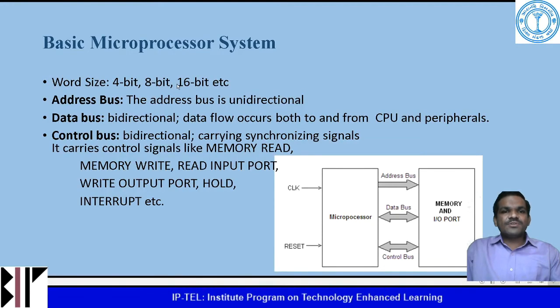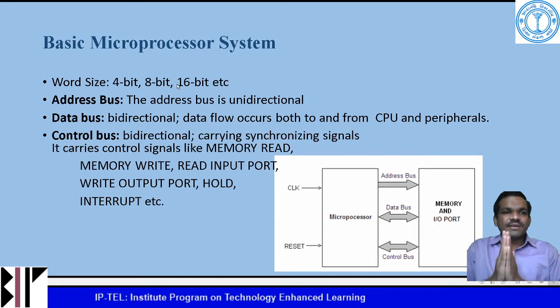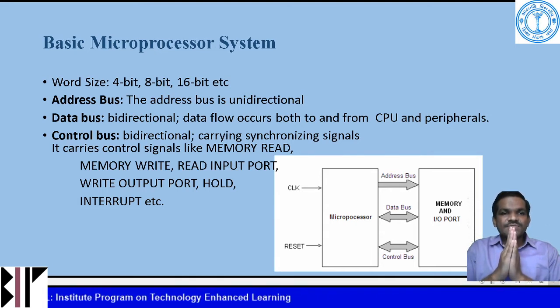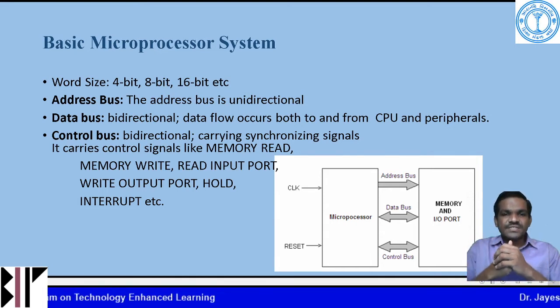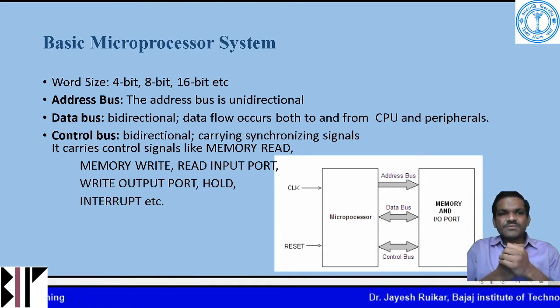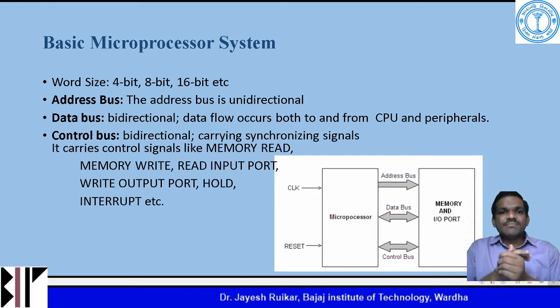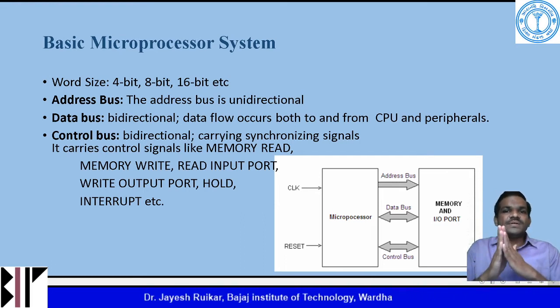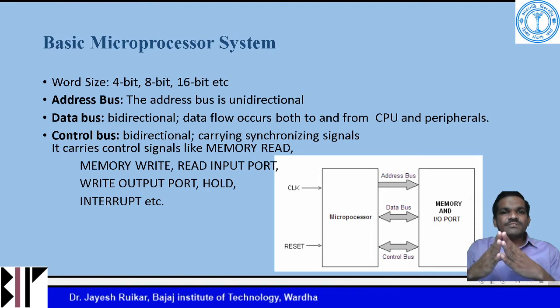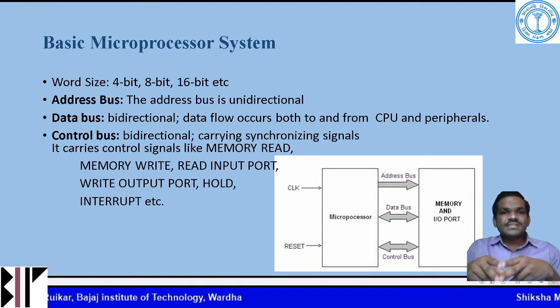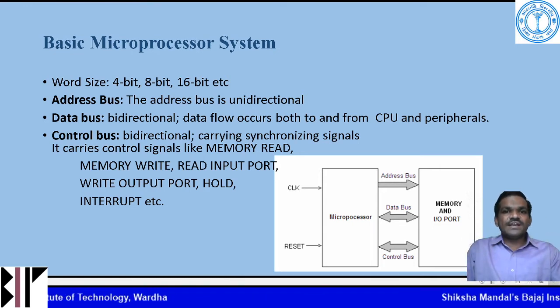So, a microprocessor system. Before starting with this, all of these microprocessors are defined by their word size: 4-bit microprocessor, 8-bit microprocessor, 16-bit microprocessor, 32-bit microprocessor, etc. So a microprocessor is specified by its word size. What is meant by word size? Word size is nothing but the number of bits of data that is processed by the microprocessor.